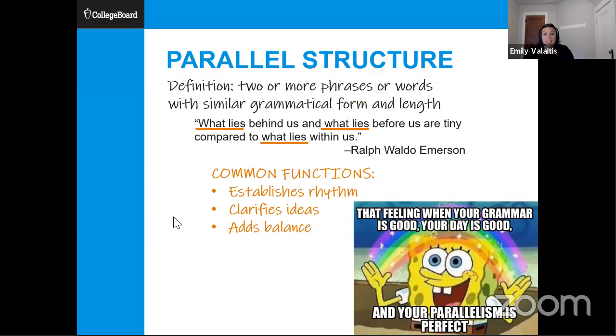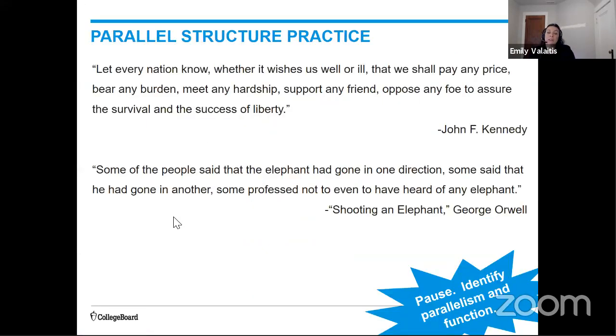Like repetition, this too would be good in a speech. A lot of writers use this in the speech because it develops this cadence. It's easier for us to remember. So speaking of speeches, here are 2 examples. The first one comes from John F. Kennedy's speech. "Let every nation know, whether it wishes us well or ill, that we shall pay any price, bear any burden, meet any hardship, support any friend, oppose any foe to assure the survival and the success of liberty."